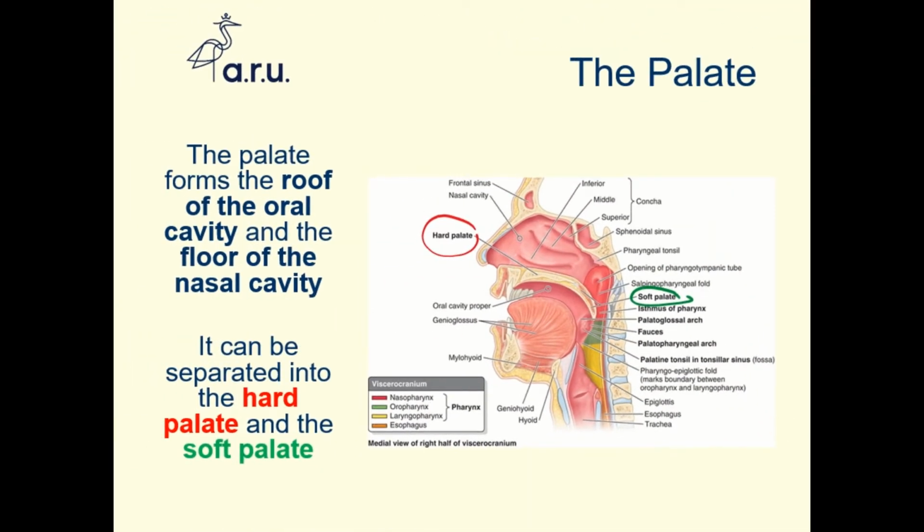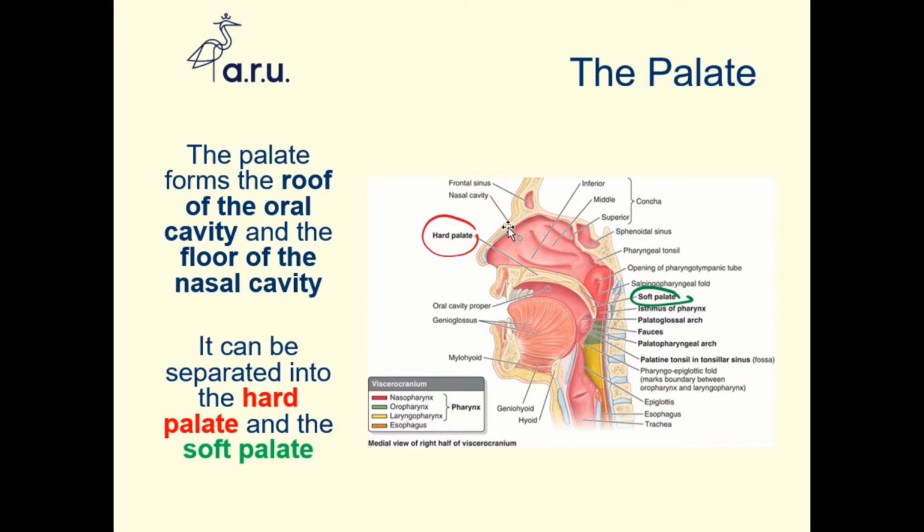Now here you're looking at a mid-sagittal section of the head and neck region. So let's orientate this illustration first. This is the anterior side over here, and this is the posterior side because we can see the vertebral column at the back, the vertebrae and the intervertebral discs at the back. So that's the posterior side.